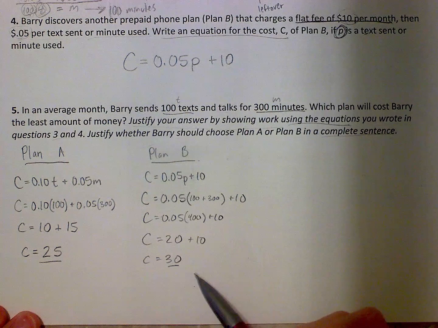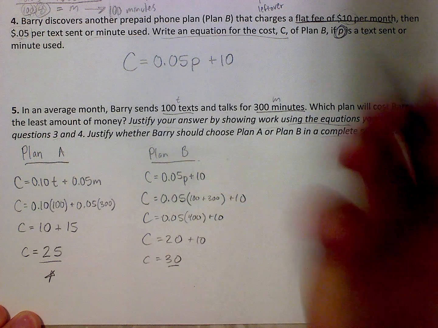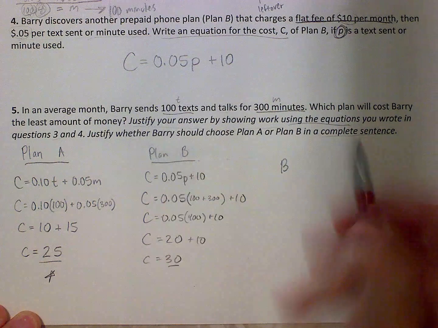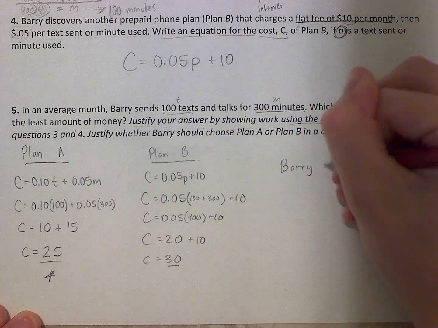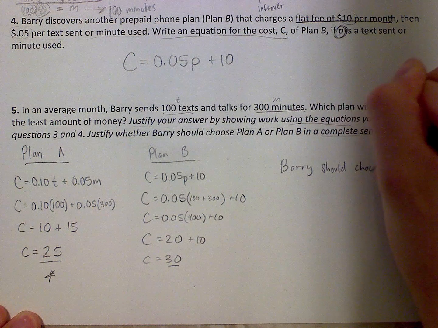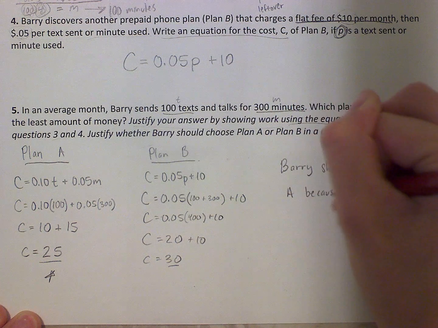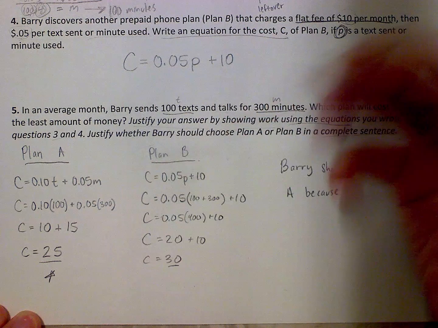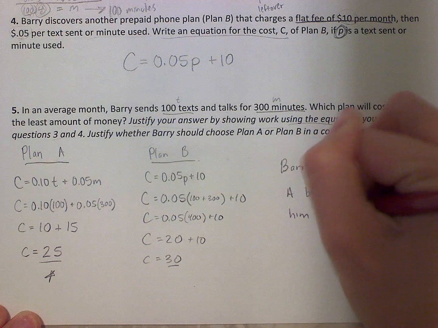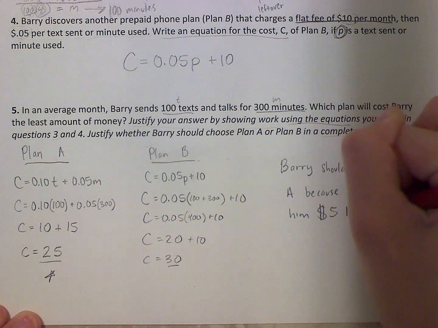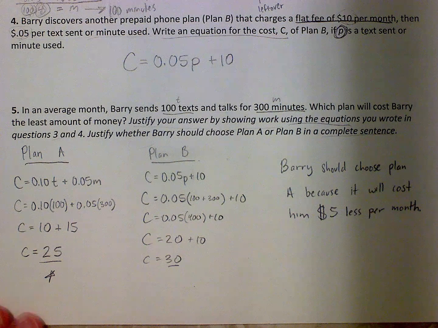So which one should he choose? Well, I think that he would want to pay less money, so he should choose plan A. So I'm going to write there, and here's my complete sentence, right? Remember to make sure you meet all the requirements the question is asking for. Barry should choose plan A because, look, this is 25, this is 30, it's $5 less, because it will cost him $5 less per month. Okay, and there we go. We're all done.